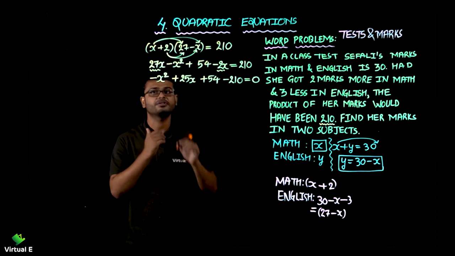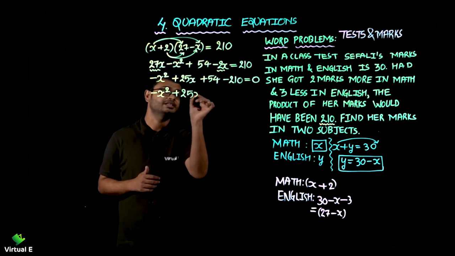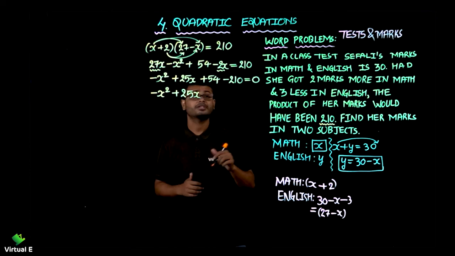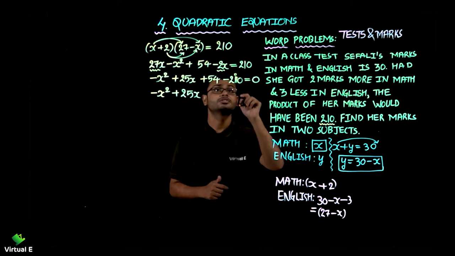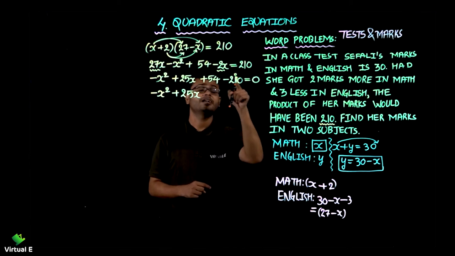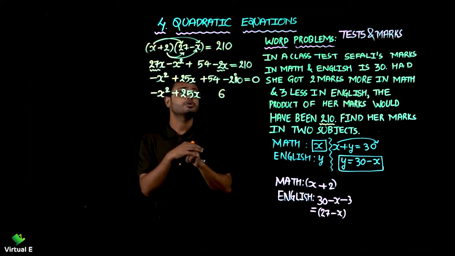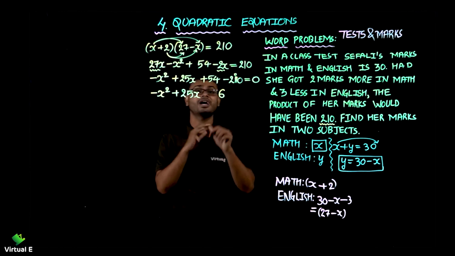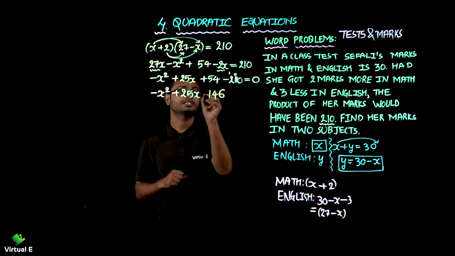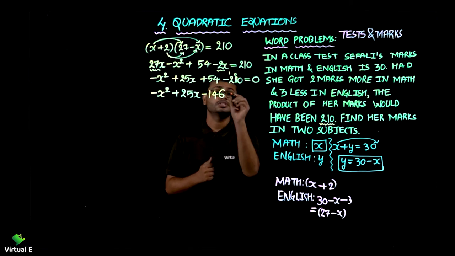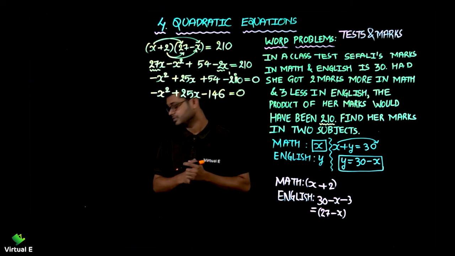Now let's simplify further. Here minus x square plus 25x, and here we are going to do subtraction. Okay, so 0 we cannot do, 10 over here and 0 over here, so 5 minus 10 minus 4 will give you 6. Here 0 minus 5 you cannot do, so you are going to take 9. 9 minus 5 will be 4, and here 1, so 146, and subtraction is equal to 0.